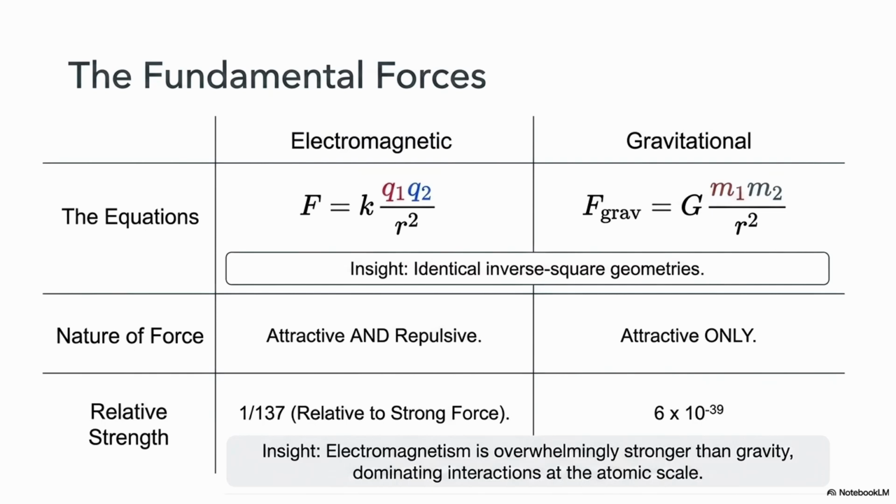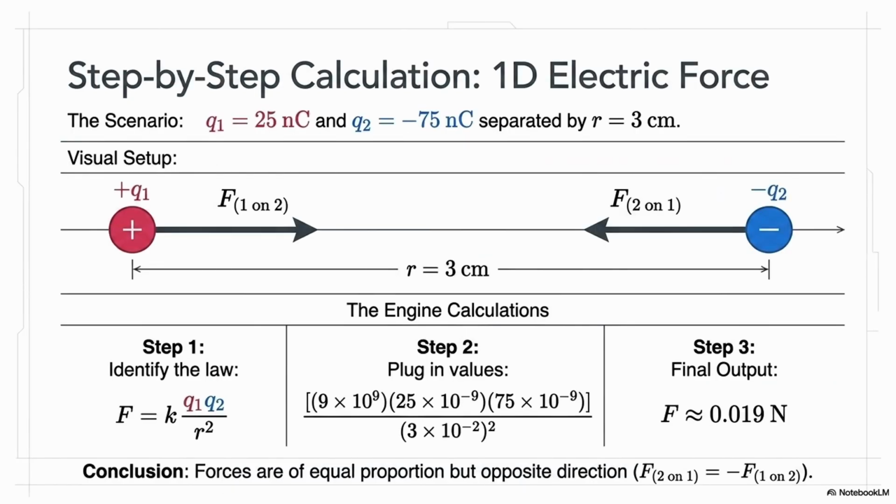Shifting to slide 8, we can see this 1D electric force in action. It walks us through a step-by-step calculation visually. We have two charges, a positive 25 nanocoulombs and a negative 75 nanocoulombs, separated by 3 centimeters. And Coulomb's law spits out a final force of 0.019 newtons.